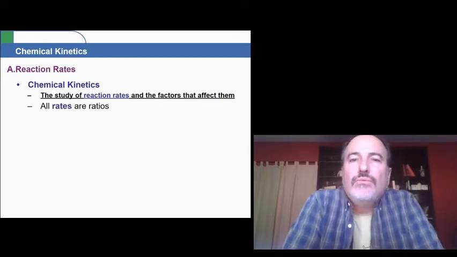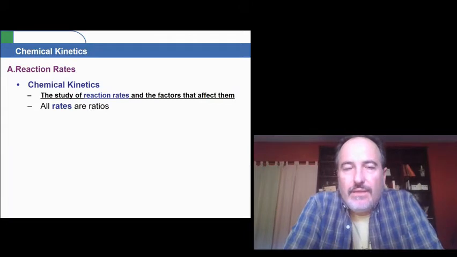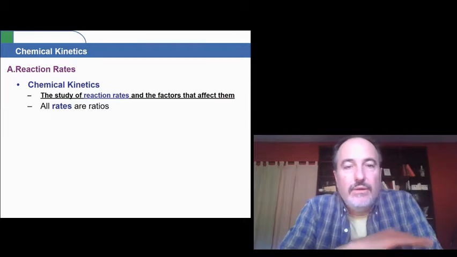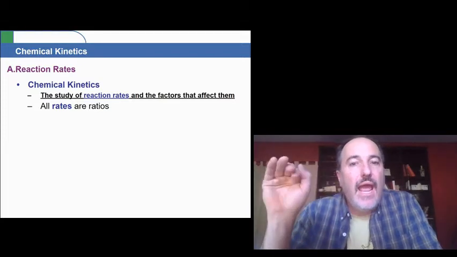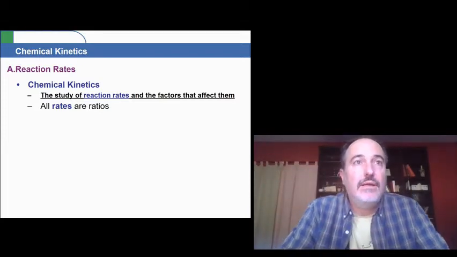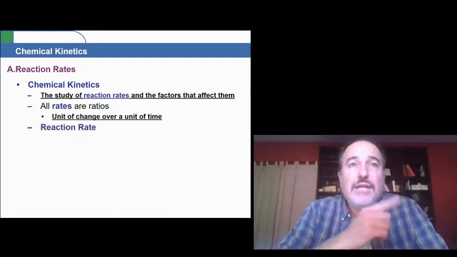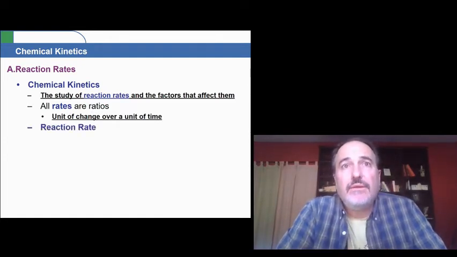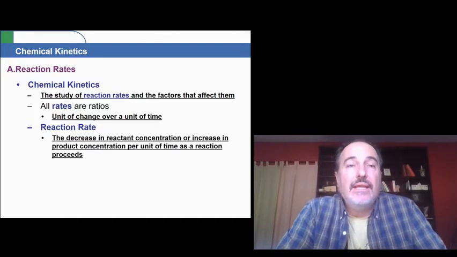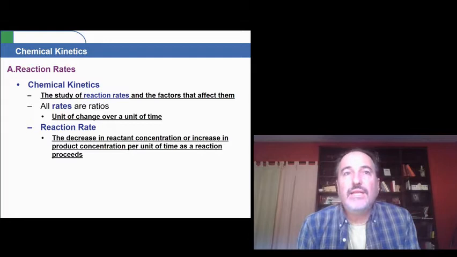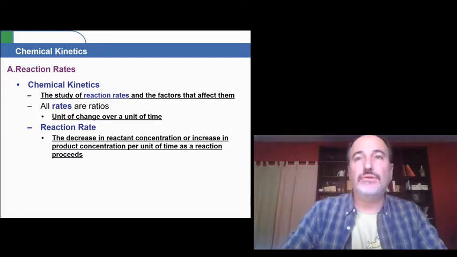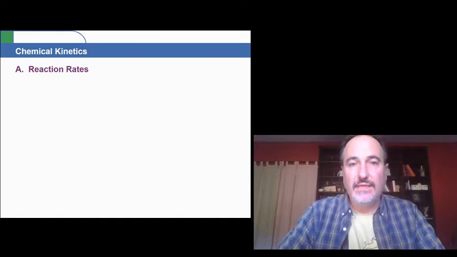And keep in mind that all rates are ratios. All right? Think of rates like the speed of a car in miles per hour. So that per part means that you're taking something that changes and dividing it by a change in time. Now, reaction rates are specifically looking at how fast a chemical reaction takes place. And it is usually a decrease in the reactant concentration or the increase in the product concentration per unit of time as a reaction proceeds.